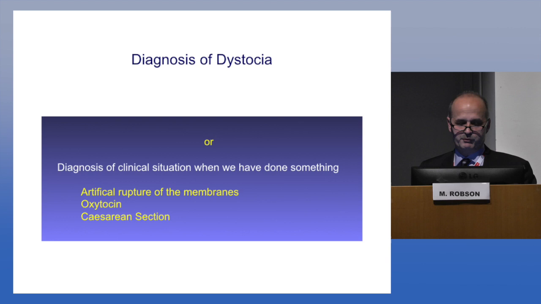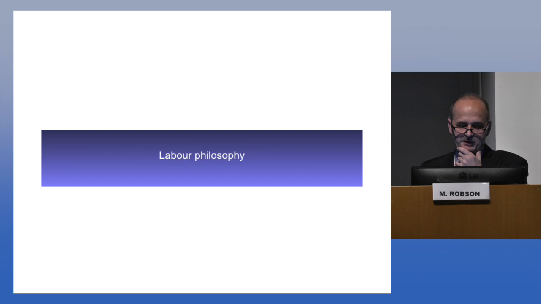I've already talked about cesarean, but people start to include artificial rupture of membranes and oxytocin in it. So the whole thing becomes very confusing. Now, what has this got to do with the second stage? Well, bear with me and I'll come to that in a minute.